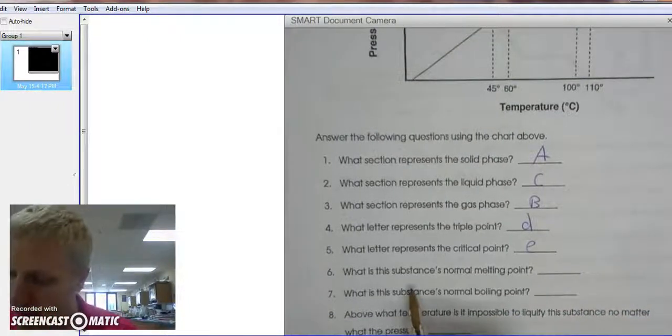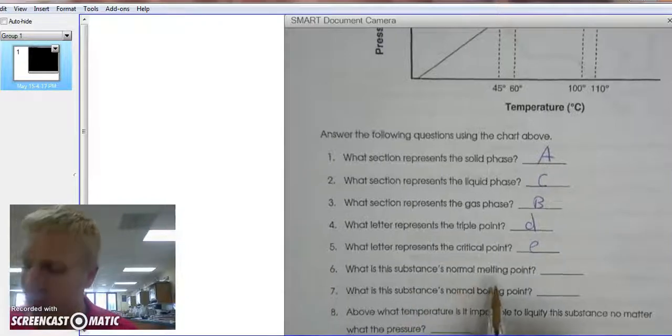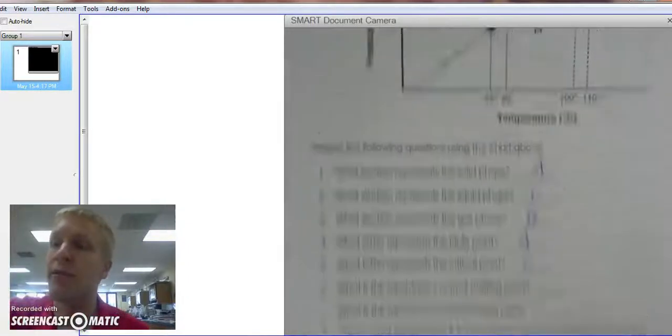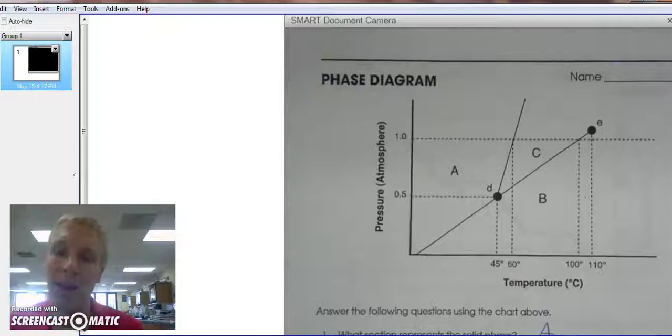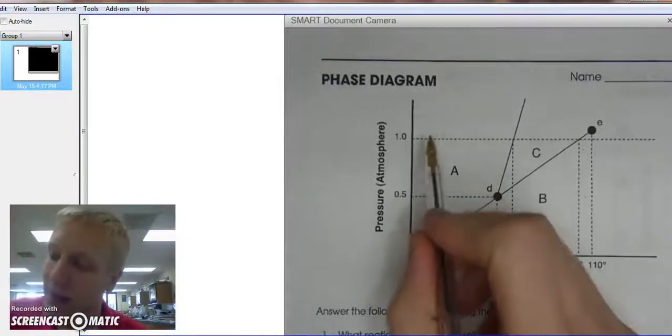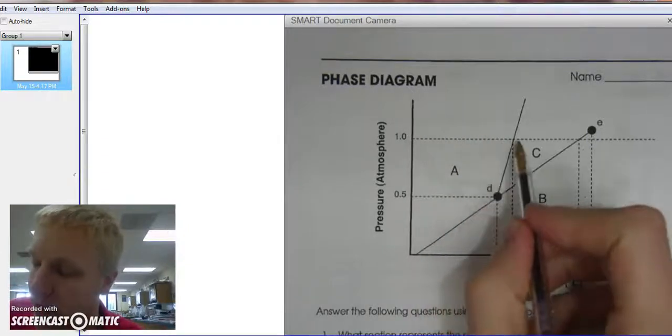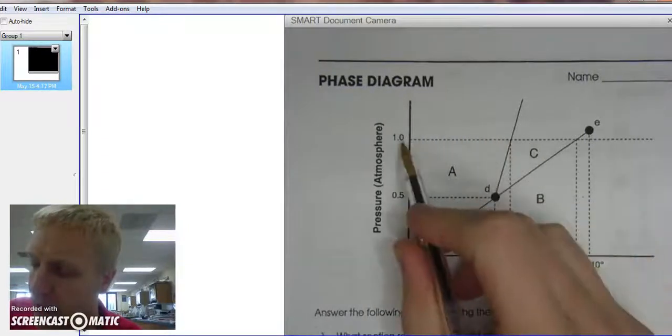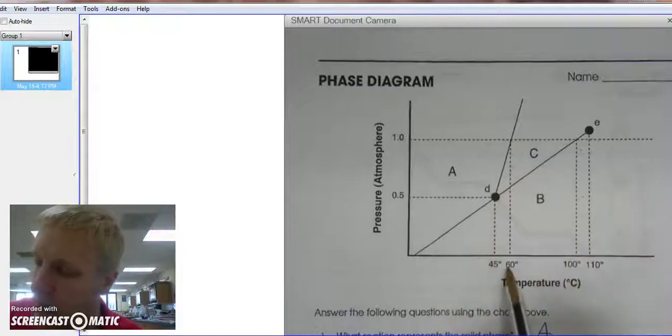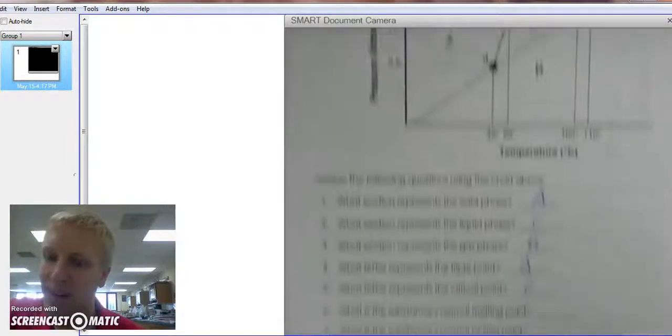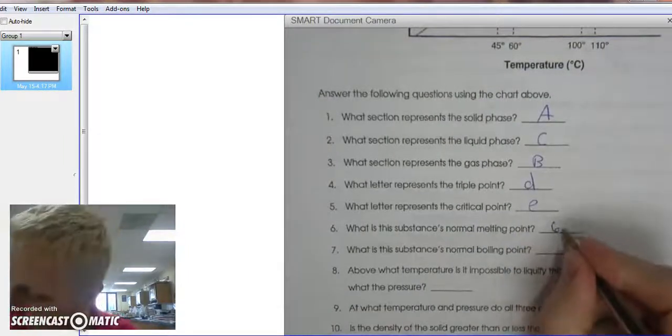Next, what is the substance normal melting point? Alright, so normal melting point refers to 1 atm, standard pressure, 1 atmosphere. When is it going to melt? Melting is solid to liquid. 1 atm is right there. Moving down, looks like 60 degrees Celsius is the normal melting point.